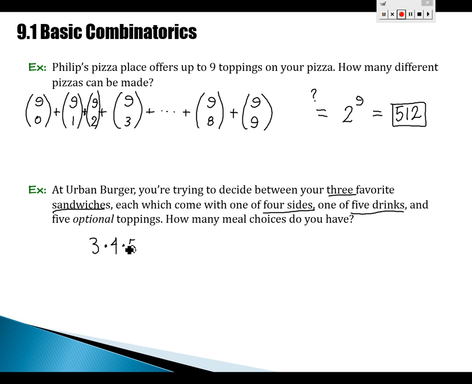I want to make sure you hear this. But then this is interesting: 5 optional toppings. What do I do then? Is that like the pizza thing? Well, that's like what we just did. That means you really have 5 more things to say yes or no to. So you could just say times 2 times 2 times 2 times 2 times 2.